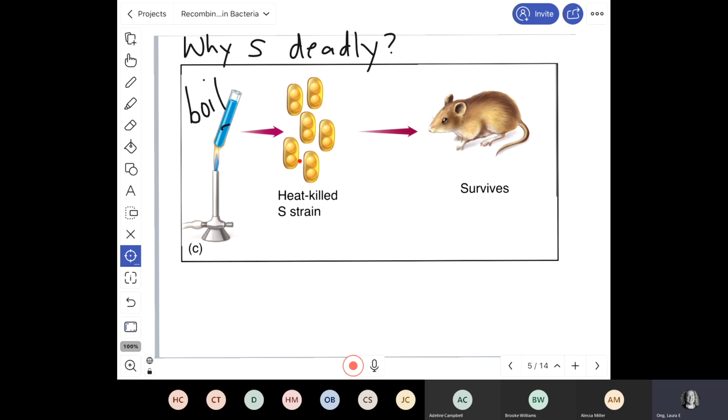and this is not an endospore former, so boiling it is enough to kill the strain. And then he injected that dead S strain into the mice, and the mice lived. So what that told him is that whatever is dangerous about the S strain has to do with living cells. It's probably not a poison that's leaking out of them. So he knew that if you kill the S strain and put it in the mice, the mice will live. So that was some new knowledge.